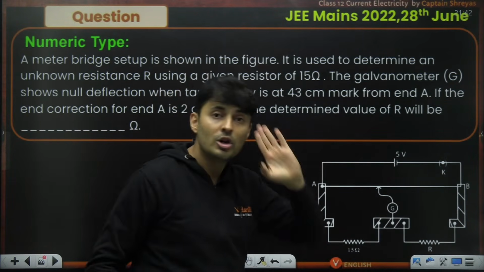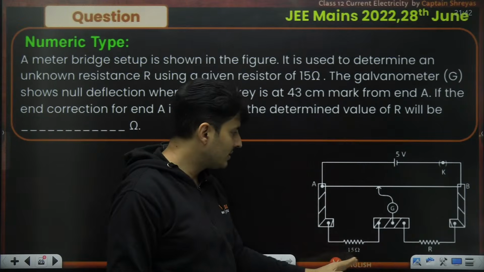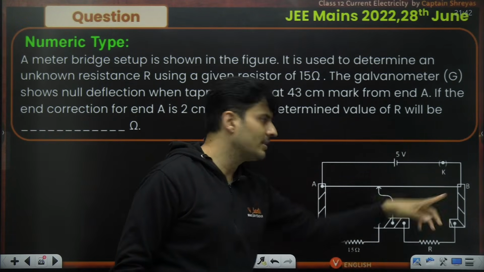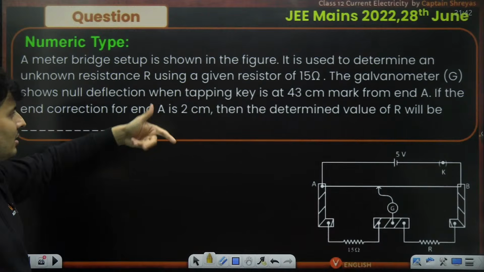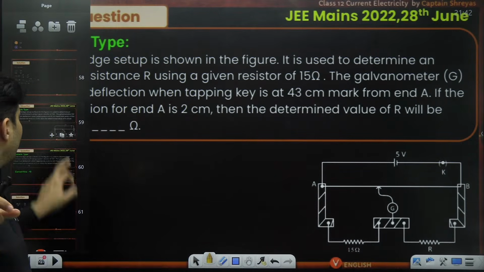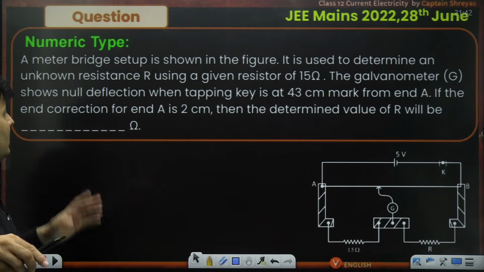The battery is on the top. So don't get confused. These are the two gaps, and this is that wire. This is the galvanometer. This is the battery. It is the same thing, just shown in the opposite way. The galvanometer shows null deflection when the tapping key is 43 centimeters from end A. What is the end correction if the left side end correction is 2 centimeters?